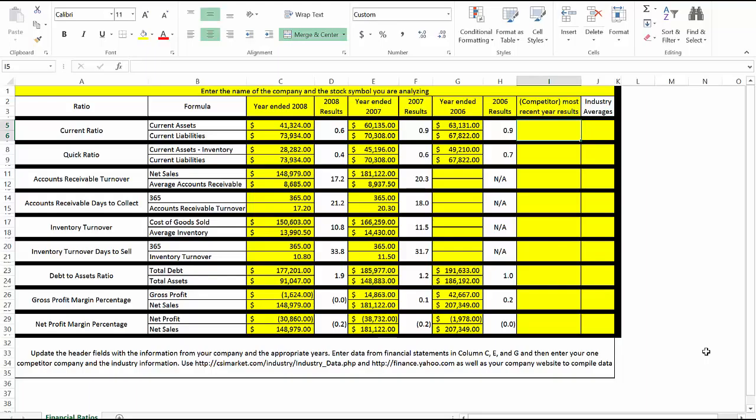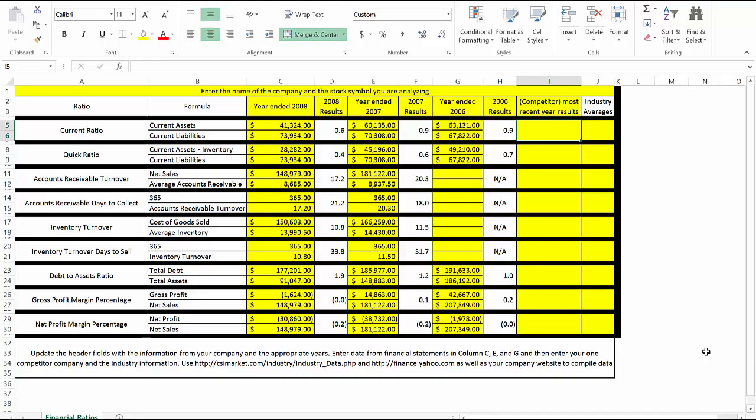But General Motors, as you can see, from 2006 to 2008, their current ratio was deteriorating, meaning they had a lot more current debt that they had to pay than they had current assets to pay for it, which is not a good position to be in.